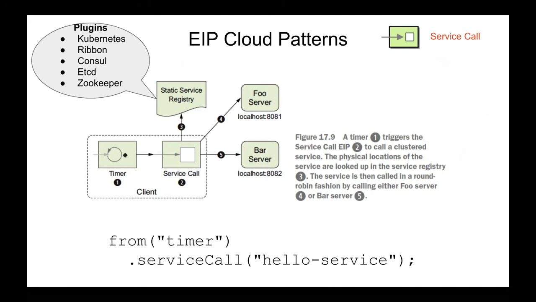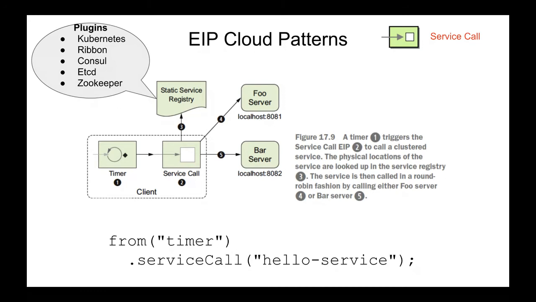We do have a few additional cloud patterns, if you want to call them that. One is called the service call. In this example, we have a very simple Camel route that has a timer that wants to call a service in a scheduled fashion. The service is called hello service. What it does is go to some sort of registry and look up which physical host has this service. If a number of hosts have the service, then it picks one of them. You can choose which algorithm to use. It could be round robin, sticky, random, or you can plug in your own. The service registry is also pluggable. We have plugins for Kubernetes, Netflix Ribbon, Consul, Zookeeper, and so on.